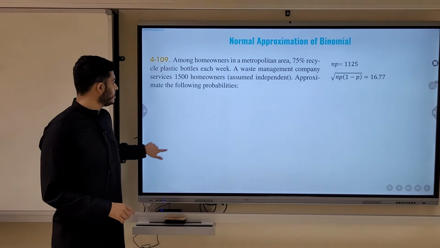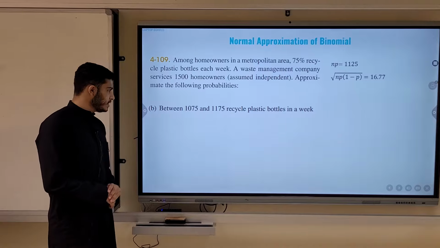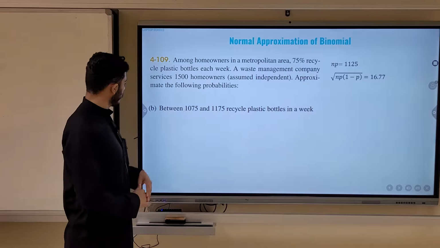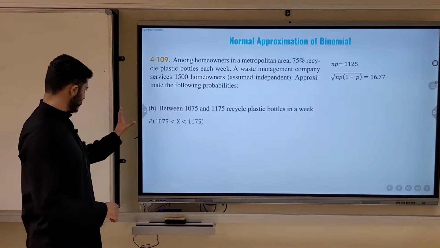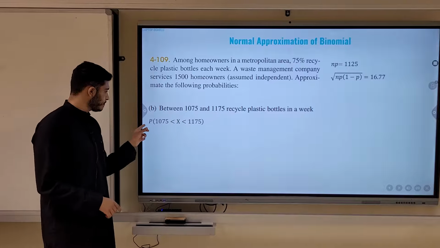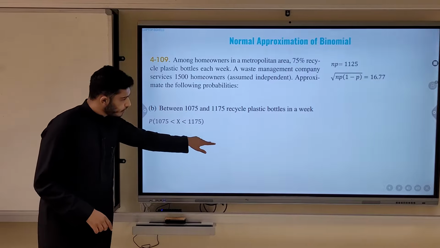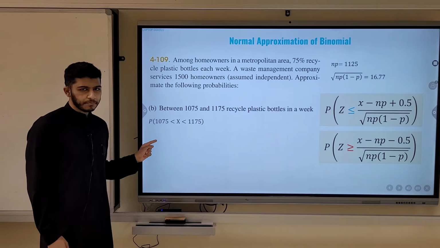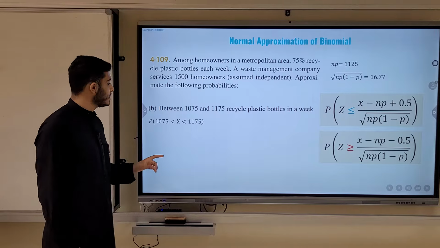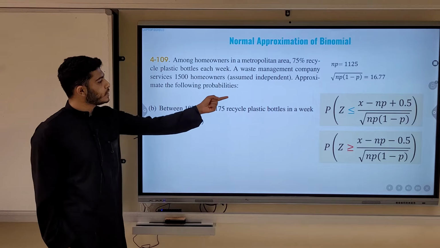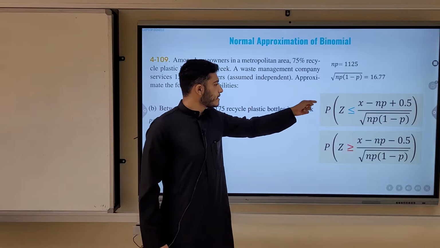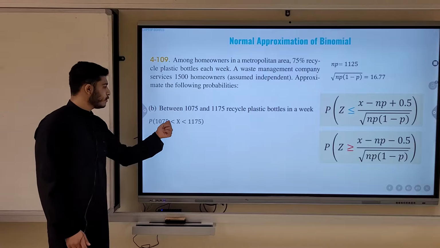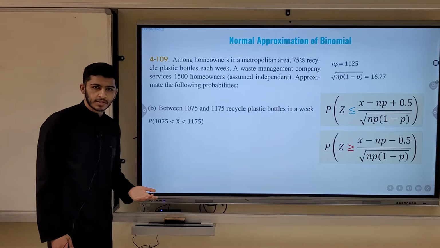The next part of the question: between 1,075 and 1,175 recycled plastic bottles a week. So they're just playing with the range. The expression we need to solve looks like this. Can I use the formulas on this expression? No, because these inequalities should have an equal sign. As we can see here, this is the probability of z less than or equal, and this is the probability of z greater than or equal. Here we have only less than and greater than. So how can we fix this problem?